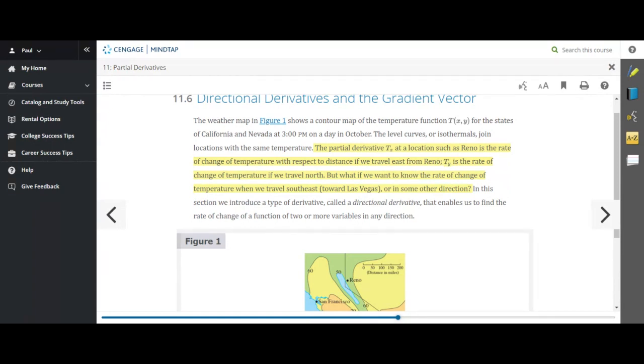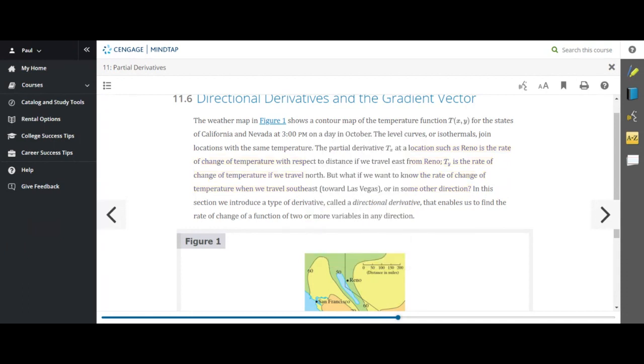But what if we want to know the rate of change of temperature when we travel southeast, towards Las Vegas, or in some other direction? There is a rate of change of temperature in the southeast direction, in the northeast direction, in any direction. And so in this section, we have to introduce a type of derivative that can deal with this, called a directional derivative.